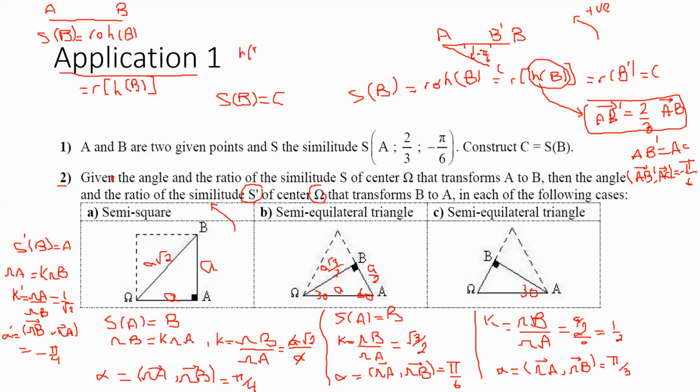إذا سميت H of B equal B prime، يعني AB prime vector equals 2/3 AB. هذا بصير البي برايم هون approximately هون. هلا صارت rotation of B prime.